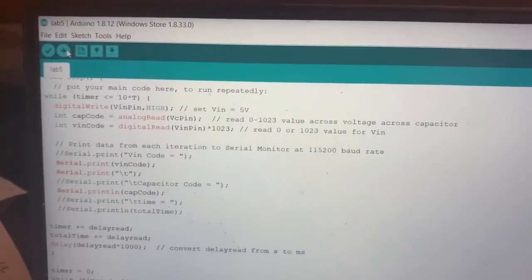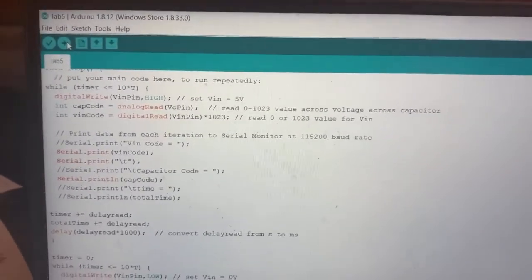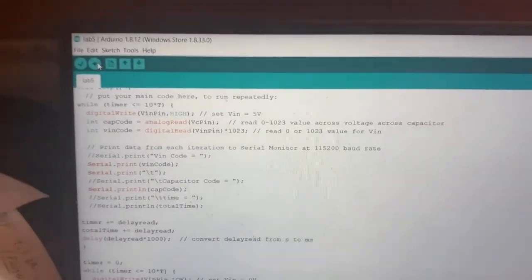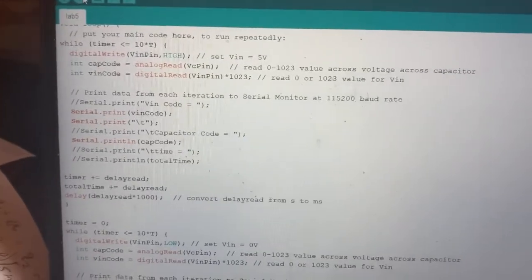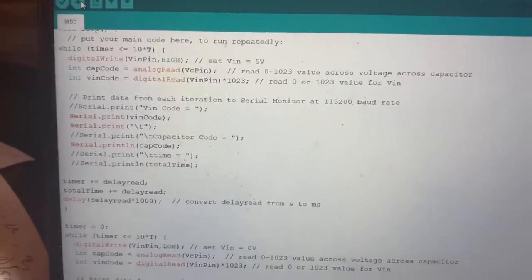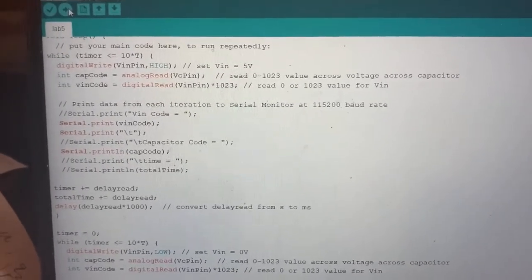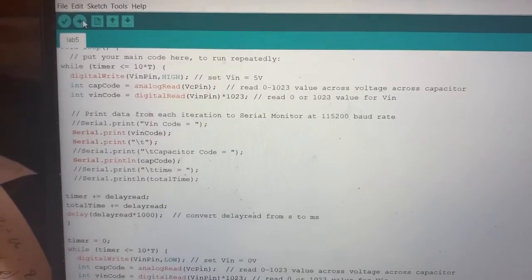In the loop, I have 2 while loops, one that runs from Vin equals 0 to 5, and the other one for Vin equals 5 to 0. So the first one sets the Vin pin to 5 volts, and here we're monitoring the voltage across the capacitor from its initial value of 0 as it progresses towards that 5 volt value for Vin.